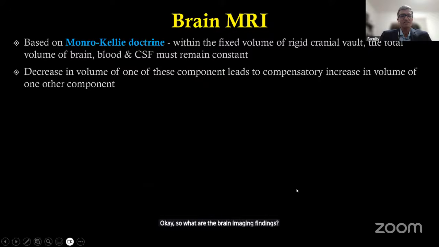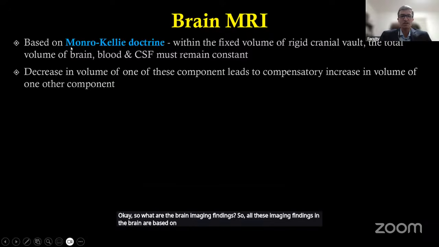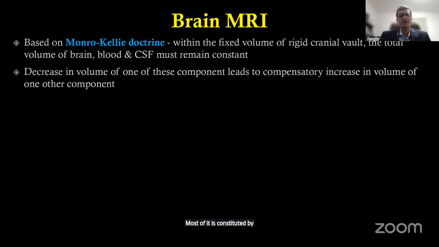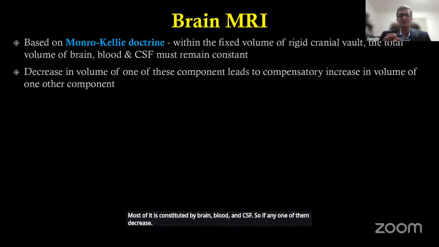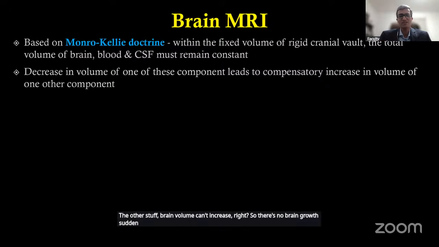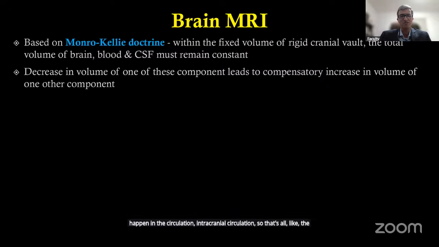So all these imaging findings in the brain are based on the Monro-Kelly doctrine. What it means is the cranial vault is a rigid structure, right? So it has a fixed volume in it. Most of it is constituted by brain, blood, and CSF. So if any one of them decreases, there is a compensatory increase in the other two. So that's how the imaging findings in these patients develop. So when CSF volume goes down, the brain volume can't increase, right? So there is no sudden brain growth. So the change has to happen in the intracranial circulation. So all the imaging findings are based on this.